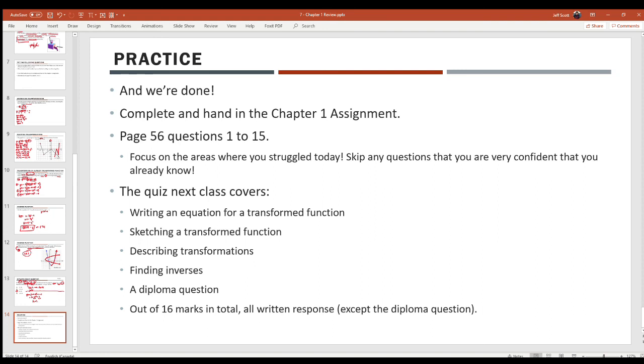You need to know how to find inverses, and then there is going to be a diploma question, kind of like the one we just did just now. It's ripped straight from an old diploma exam. You will need to be able to tackle that one question.